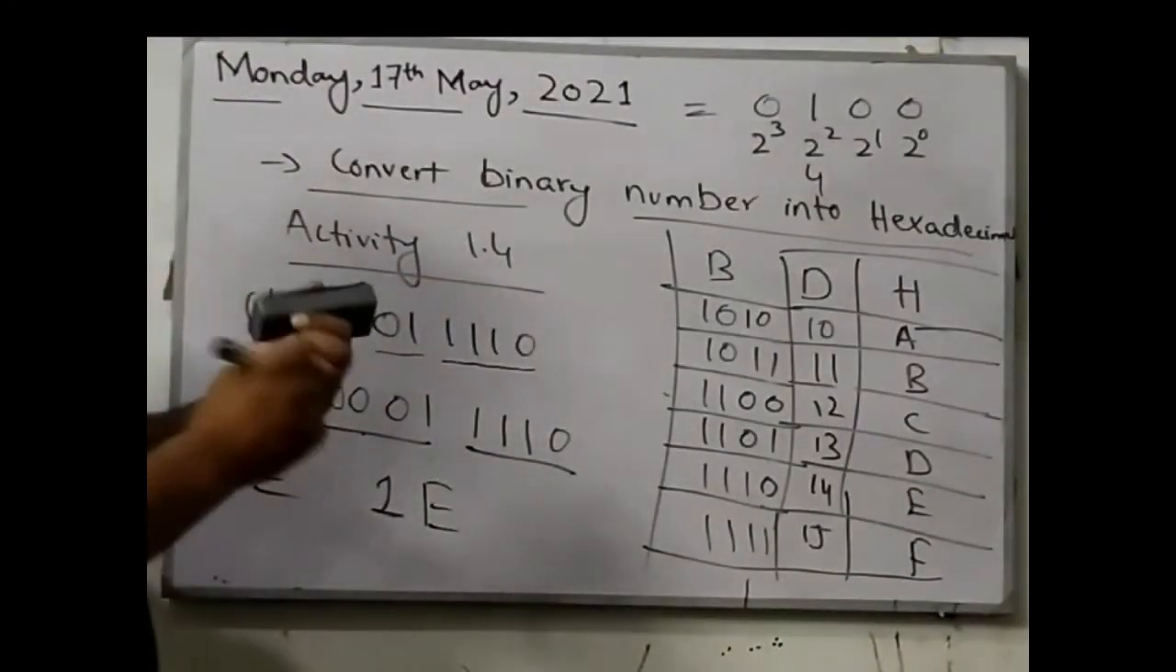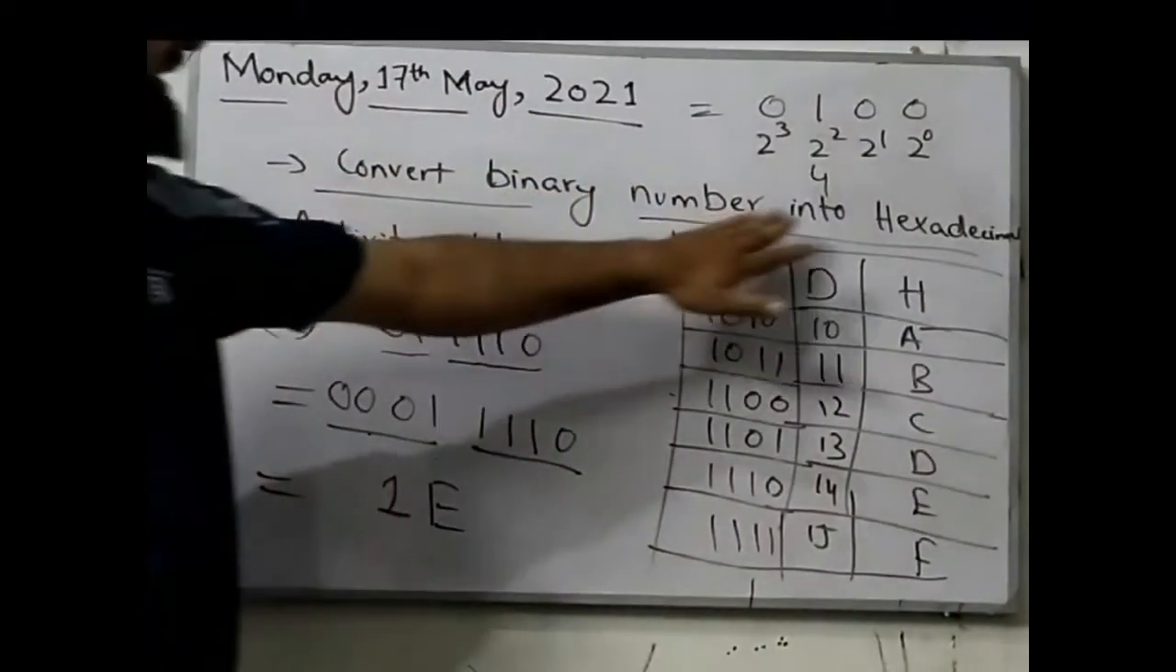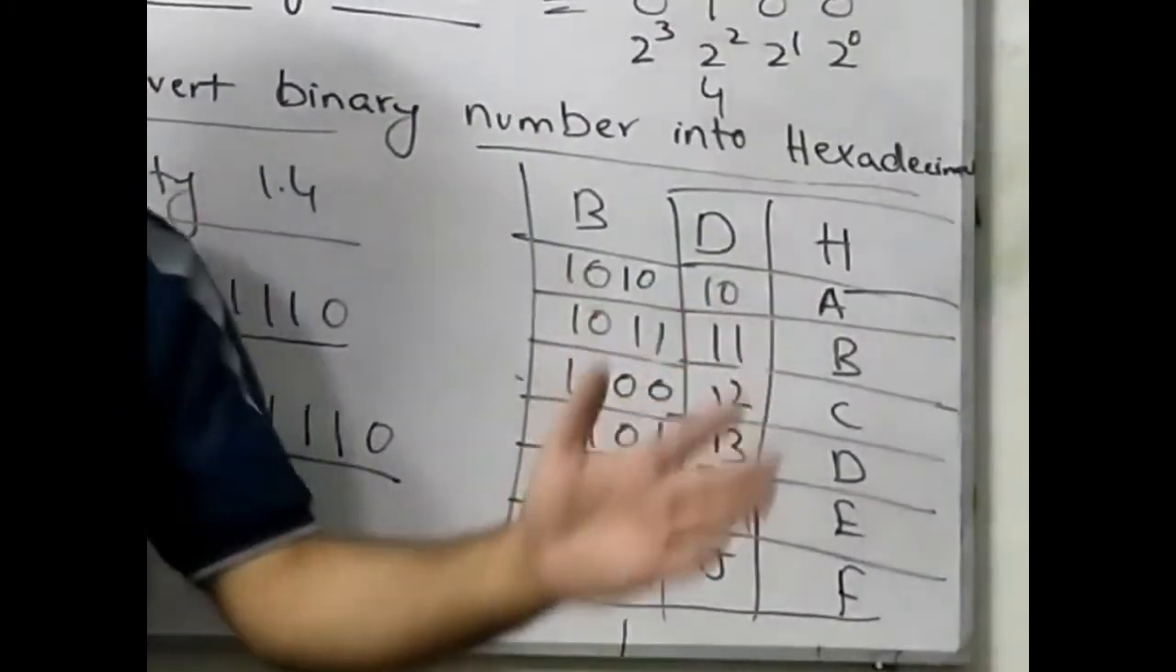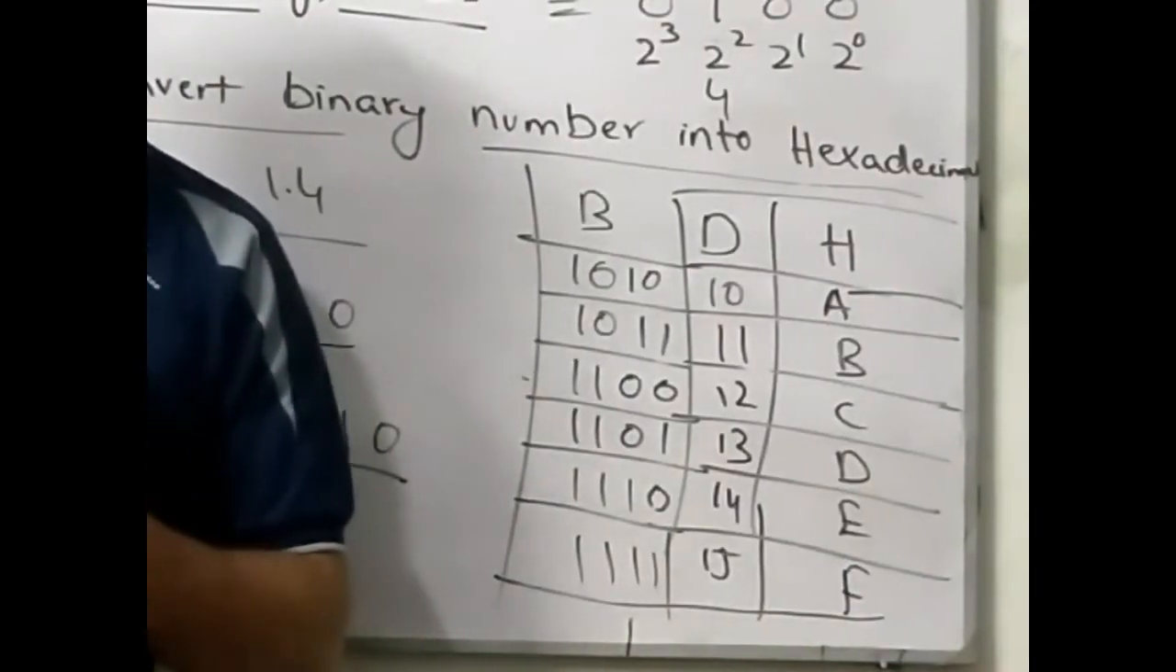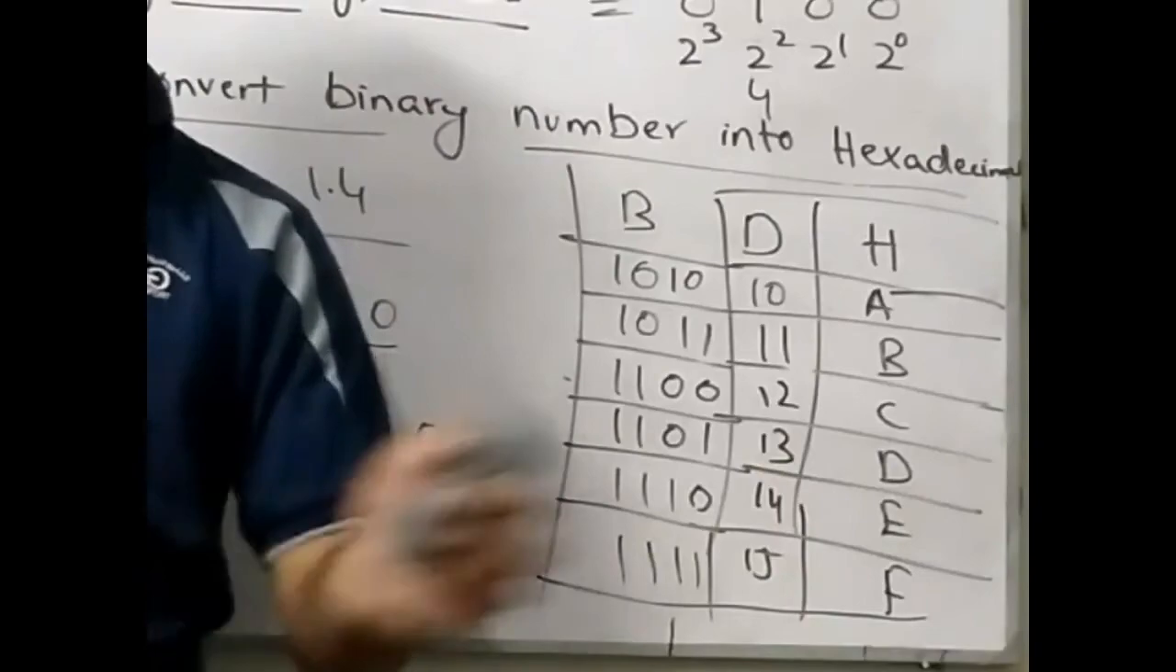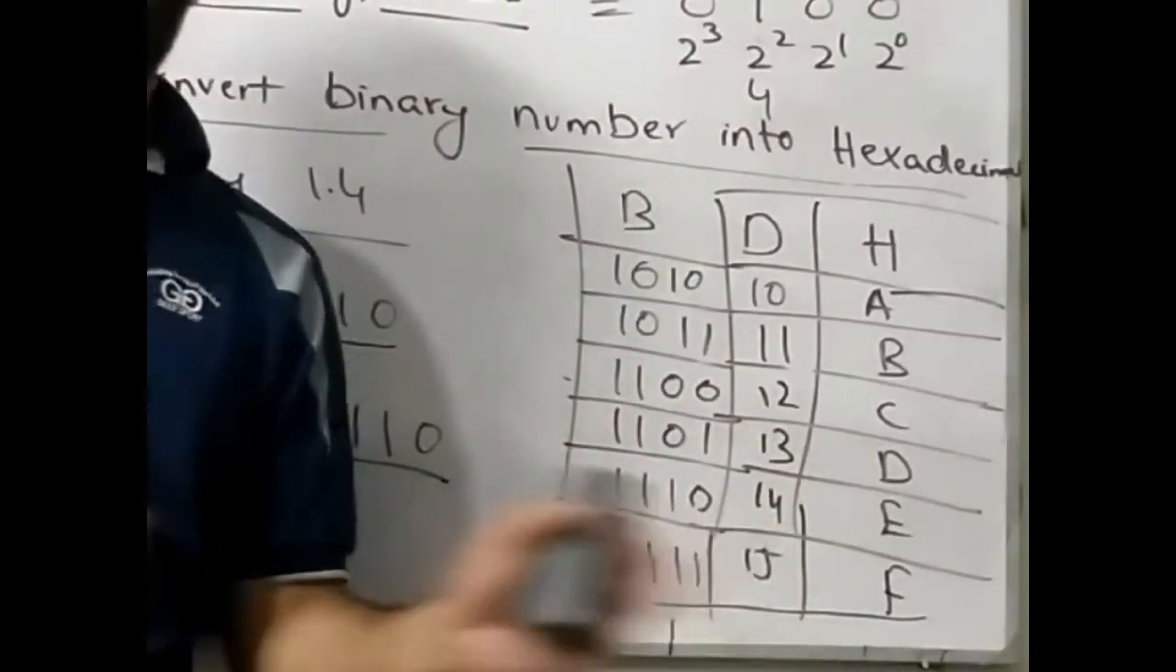We have achieved our objective, convert binary number into hexadecimal number. Thank you very much. Stay tuned. In next lecture I am going to show you that how you will convert hexadecimal number into binary or hexadecimal number into Denary.